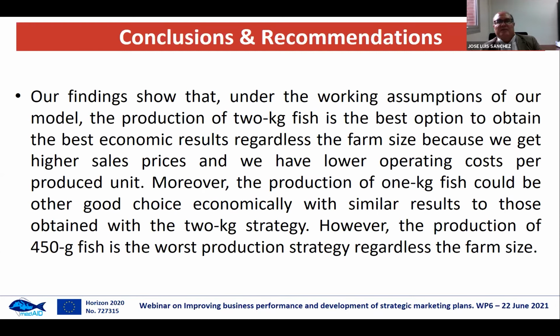Another interesting conclusion of these studies, under the working assumptions we have in the model, is that the production of 2 kilo fish is the best option for farms, regardless of the farm size. So here the farm size is not so important, and the production strategy is more important. The production of 2 kilogram fish is the production strategy with the highest impact in the economic results of the farm.